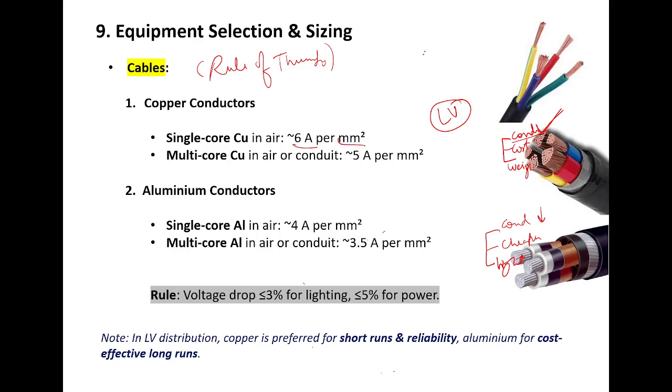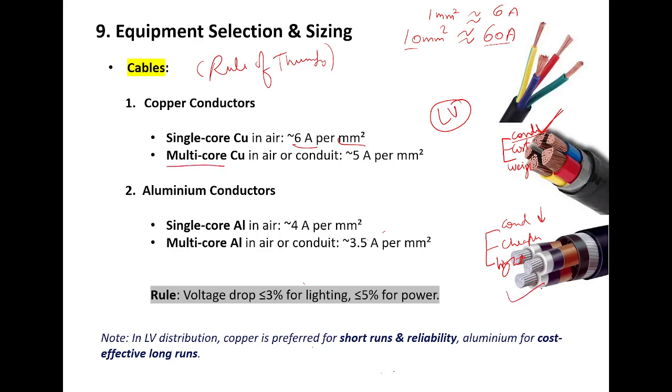Let's suppose you have a 10 square millimeter cable, so it can carry about 60 amperes of current. One square millimeter of conductor carries 6 amperes of current, so 10 will carry 60 amperes. This is the rule of thumb for single core cable, but generally in our buildings we use multi-core cable.